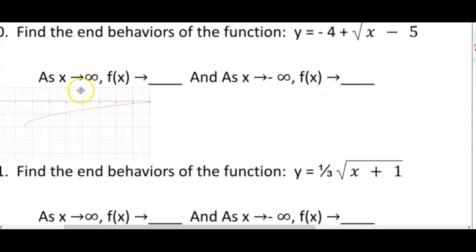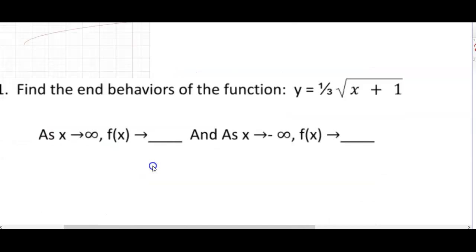So let's look at that. Again, as x goes to the right, the graph is going up to infinity. Alright, y is going up. And as x goes to the left, the function is approaching -4. Alright, that's that horizontal asymptote right there.